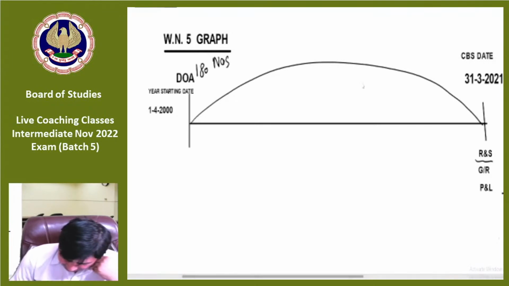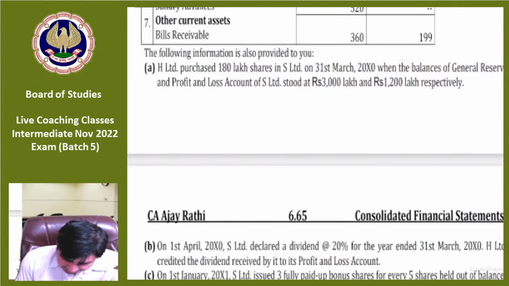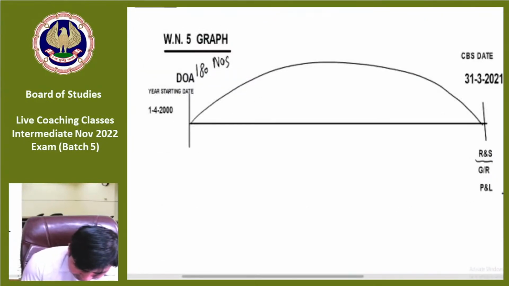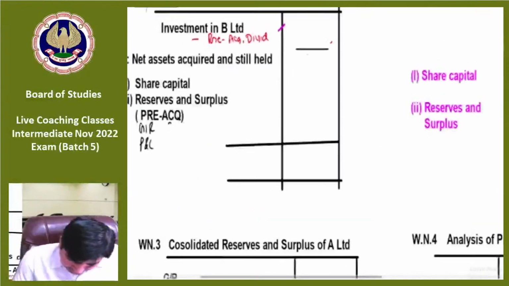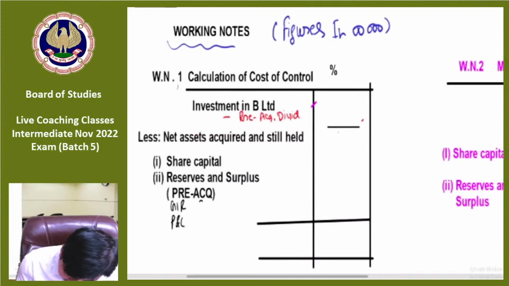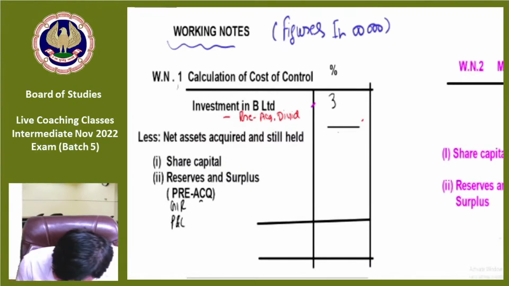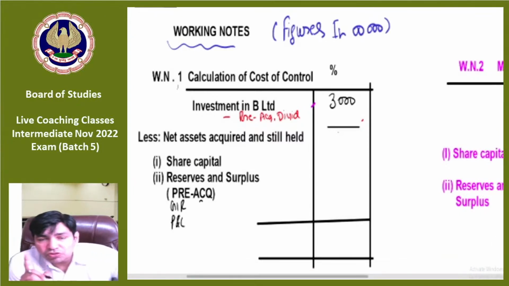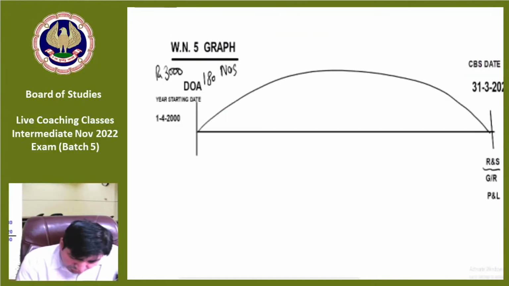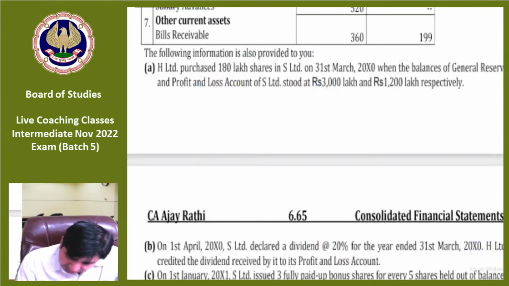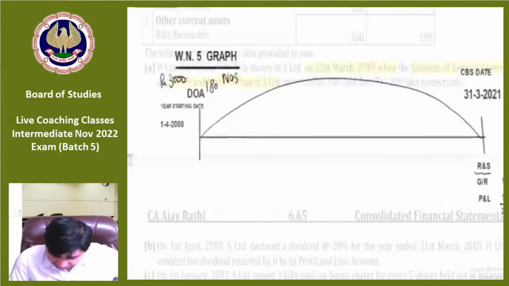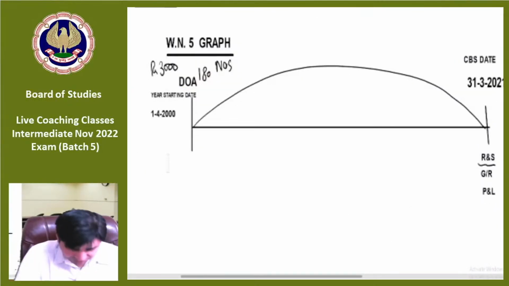Okay, beta. 180 lakh, yes. And what was the amount? Beta, of course, 3000 lakh is the amount, which is the investment amount. Please write it down here also. The investment amount as per the question is 3000 lakhs. Please solve the question with me. Very easy. Now moving to the next part of the question. The question is clearly saying the balances of general reserve and profit and loss of S Limited on this date, 31st March 2020, were also given. So we need not calculate as per the time adjustment. So reserve and surplus is also there.